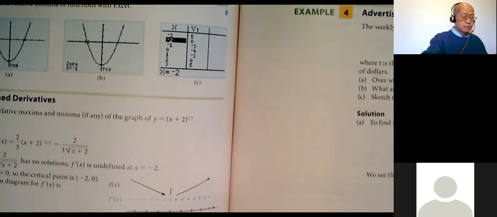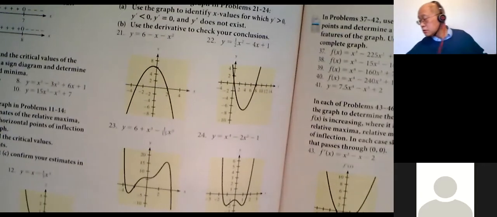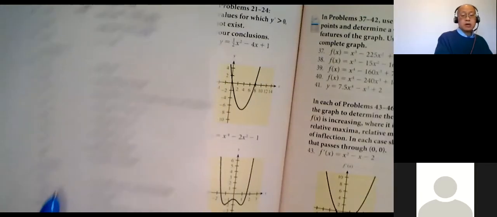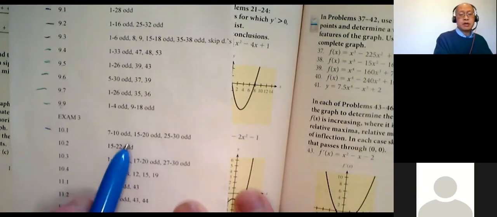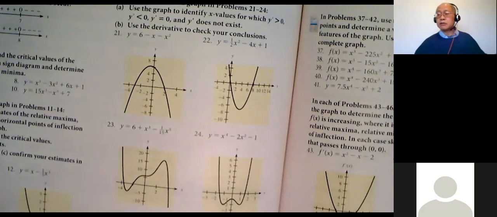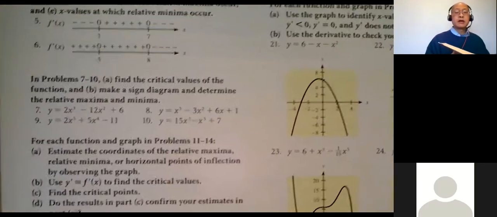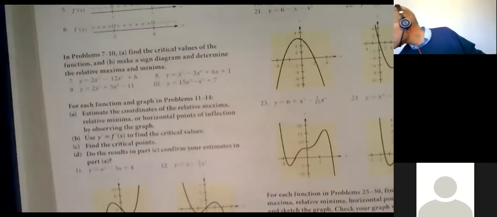All right, so we're ready. All right, so looking at our assignment, what do we have here? So 10.1, 7 to 10, 15 to 20, 25 to 30. Again, I'll do evens, maybe some odds depending on the time. See how it goes. So starting at problem 7. So page 640 for those of you who don't have the book and aren't getting it. So there's 7, 8, 9, 10. And then what else are we supposed to do?